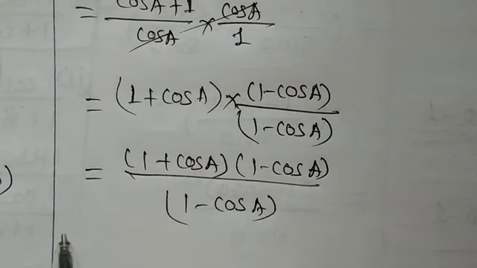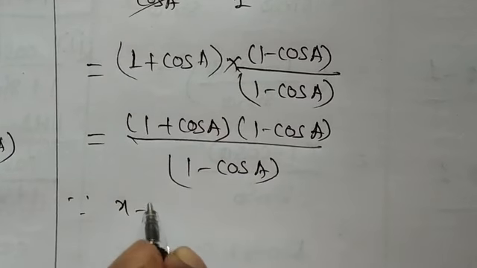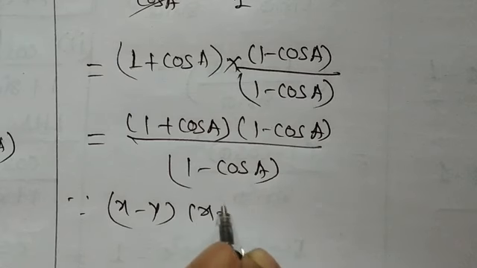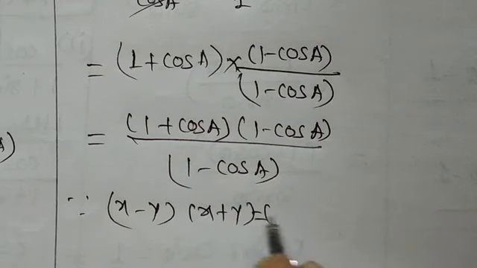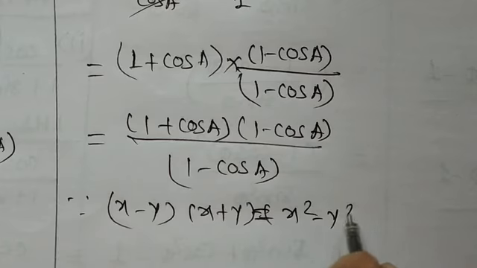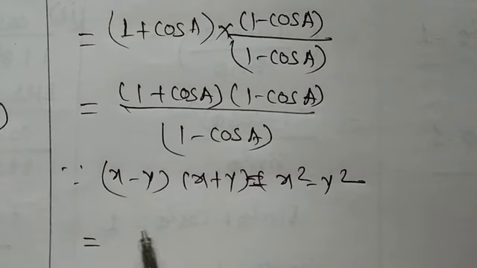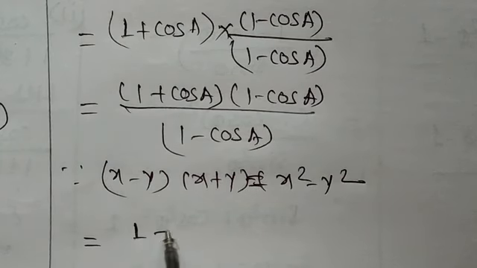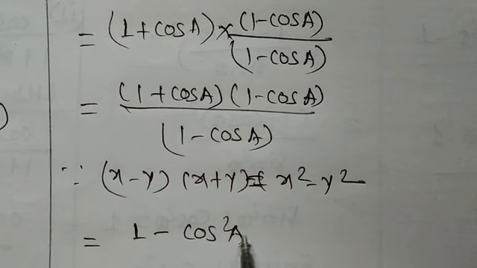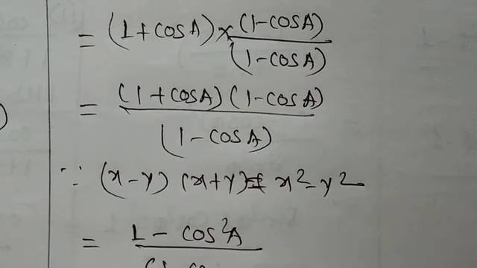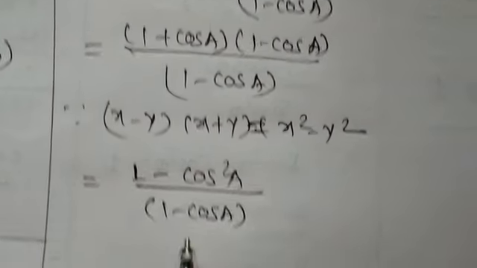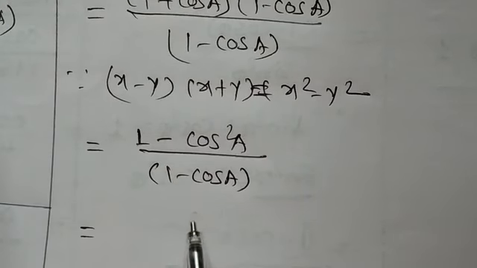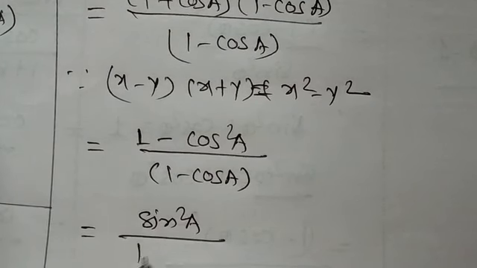Since the identity is x minus y, x plus y is equal to x square minus y square, it is equal to 1 minus cos square A upon 1 minus cos A. Then 1 minus cos square A is equal to sin square A upon 1 minus cos A, and this is your right hand side.